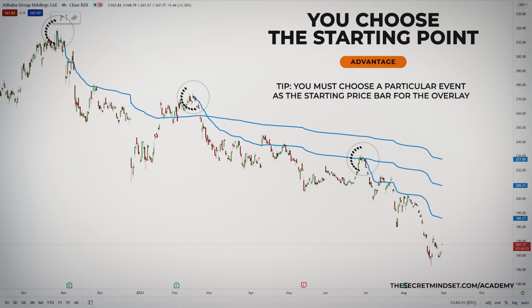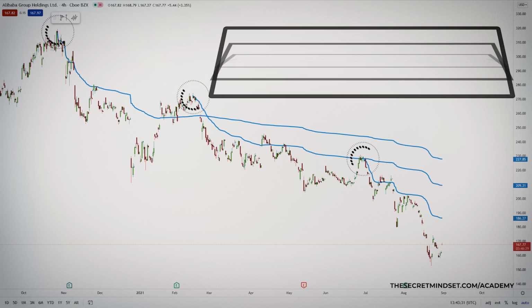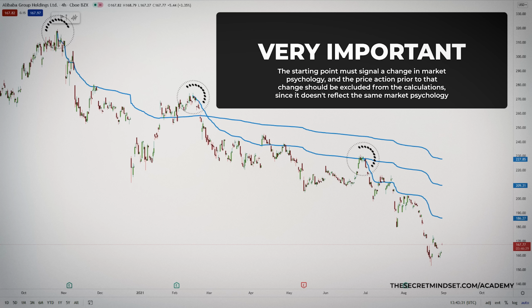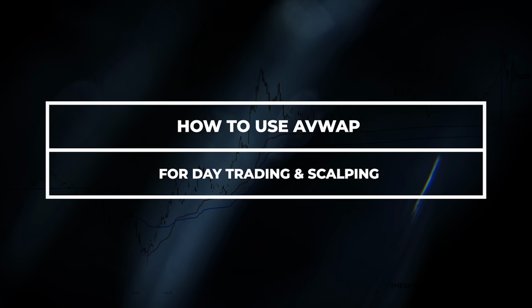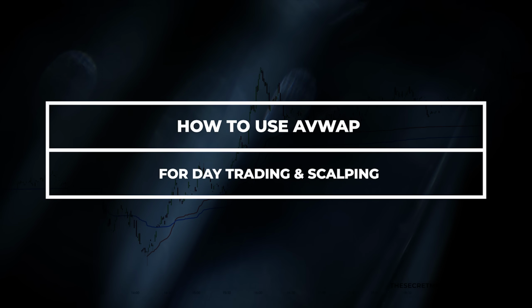Typically, you must choose a particular event as the starting price bar for the overlay. These events generally must signal a change in market psychology, and the price action prior to that change should be excluded from the calculations, since it doesn't reflect the same market psychology. The previous example was more of a swing trading approach, which I prefer.